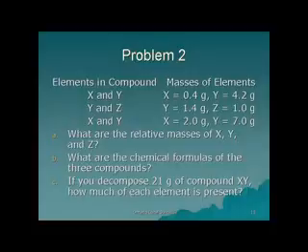We have our data. What we want to know then are three things. We want to know what are the relative masses of X, Y, and Z. We want to know what are the chemical formulas of the three compounds. And we want to know if we decompose 21 grams of compound XY, how much of each element is present. Now, there's a big clue in part C of this problem, because B asks what are the chemical formulas of the three compounds. One of them has to be XY. So that's a nice thing.